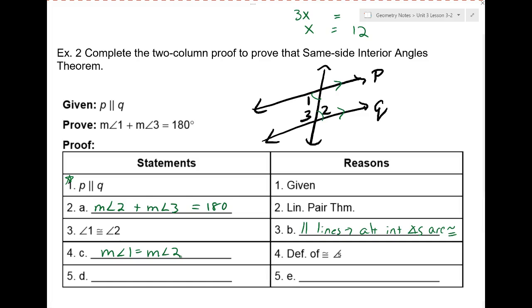Now think about it. Can I use the measure of angle 1 for the measure of angle 2 now? What property allows me to do that? Yep. So our very last step is the fact that the measure of angle 1 plus the measure of angle 3 is equal to 180 degrees. And that's using the substitution property. So that's the basic proof for the same side interior angles theorem.